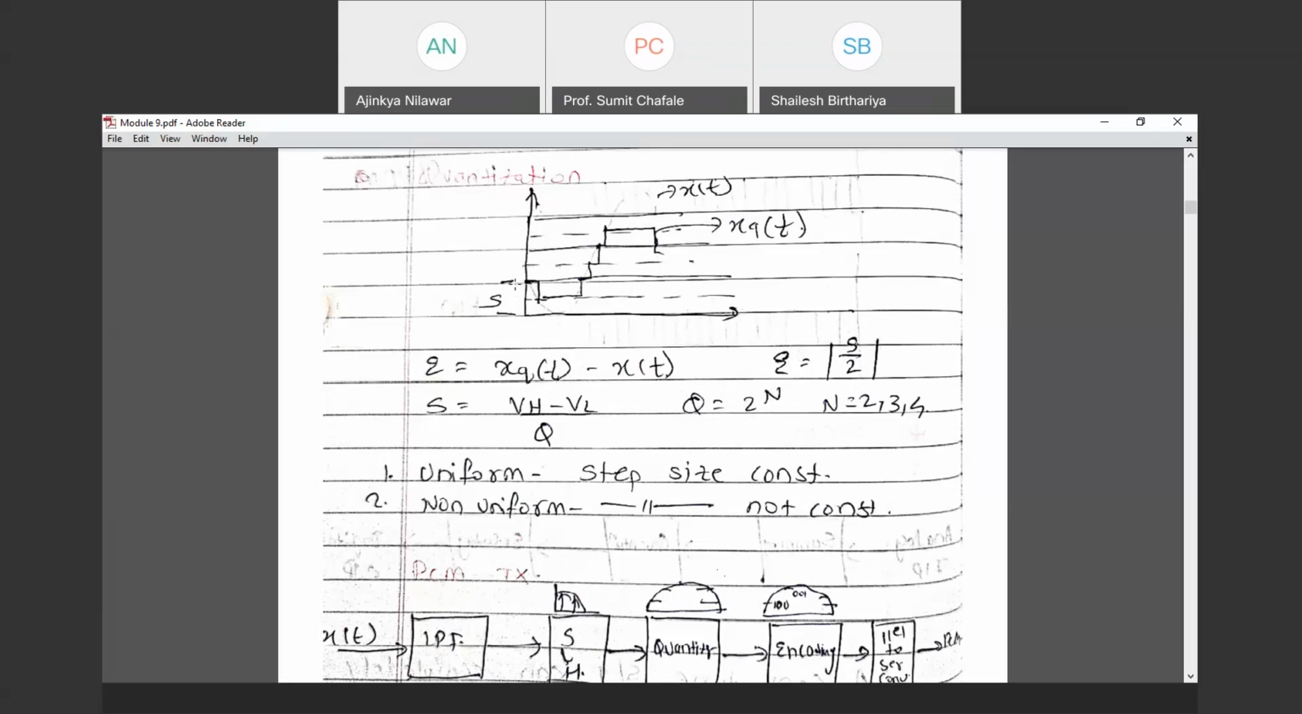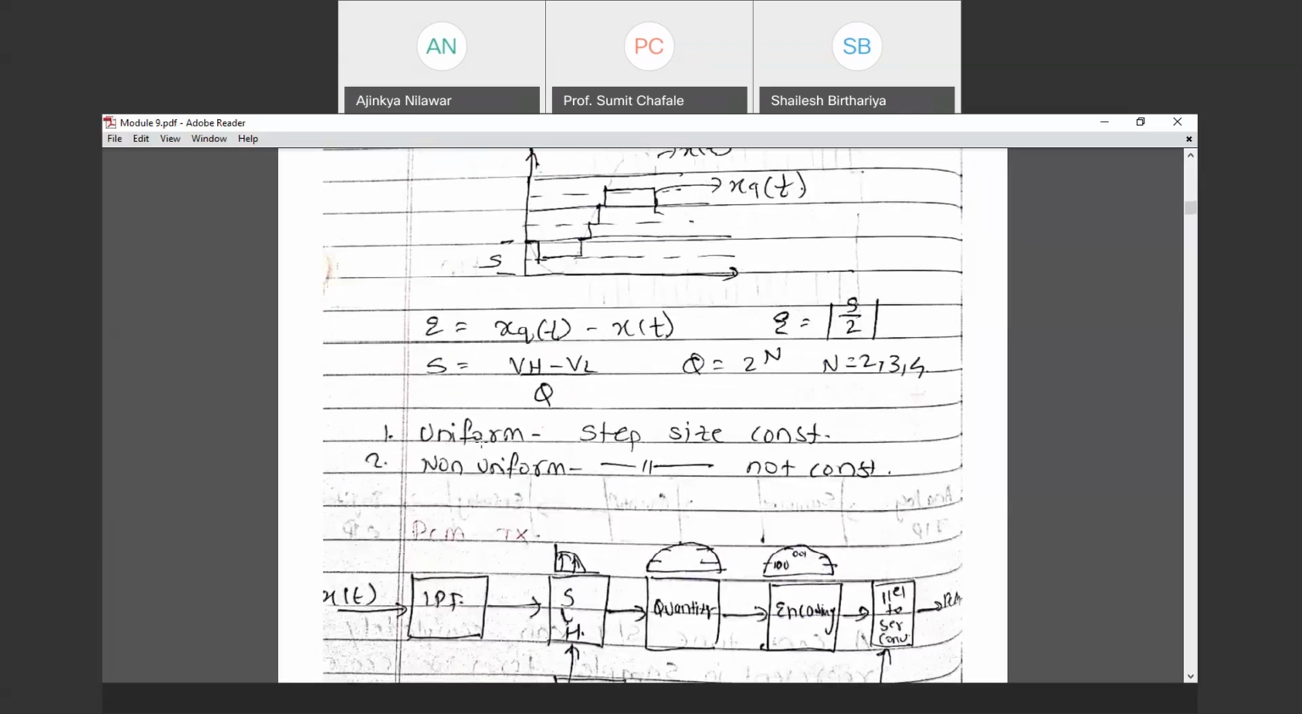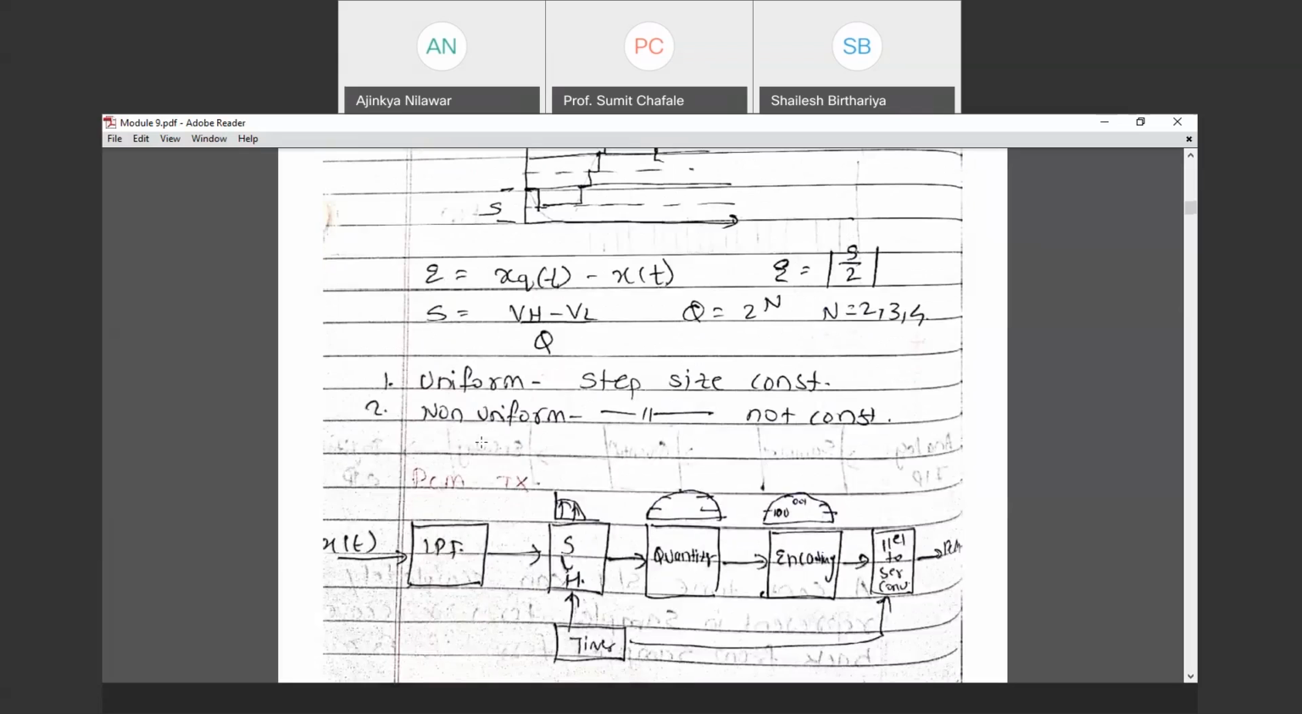Now one may ask whether this step size is constant. Definitely not. We have two types of quantization: uniform quantization and non-uniform quantization. As per the signal, if our staircase is generated accordingly, then it is non-uniform quantization. And if the staircase is constant, then it is considered uniform quantization. So in uniform quantization, the step size is constant, and in non-uniform quantization, the step size varies according to the input.